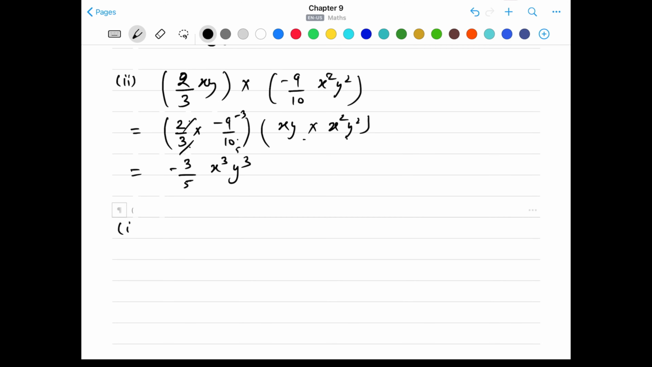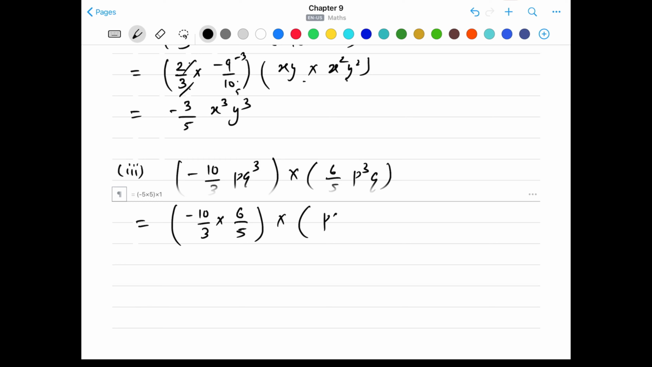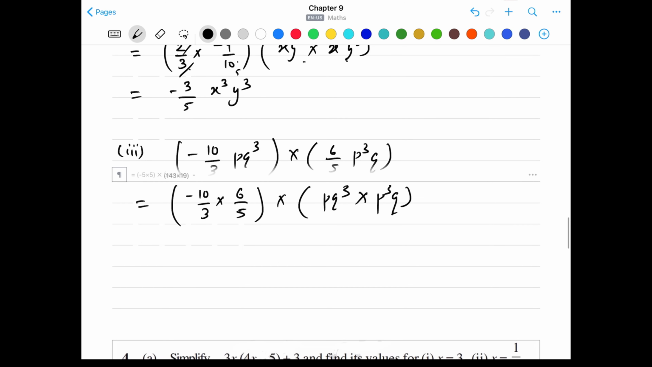Now let's see the next one, which is part 3. Here we have minus 10 by 3 pq cube multiplied to 6 by 5 pq cube. Okay, as I told you, first we'll multiply the numbers, that is minus 10 by 3 multiplied to 6 by 5. Then this will be multiplied to the variables, which are pq cube into pq cube.